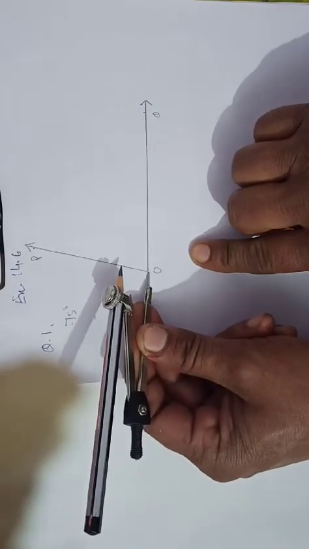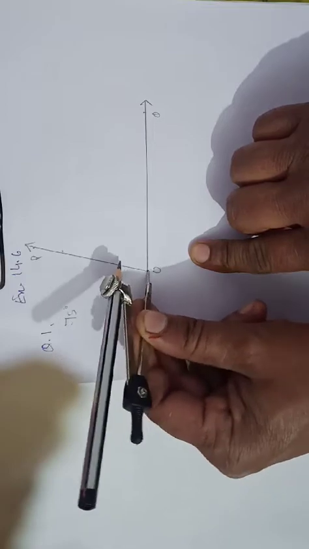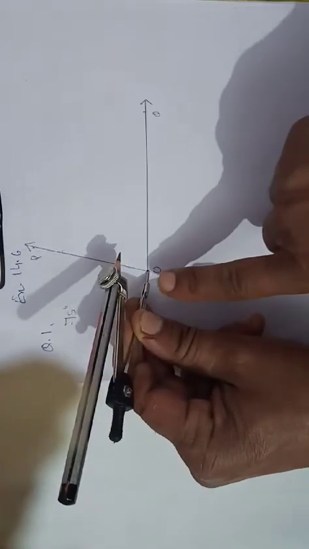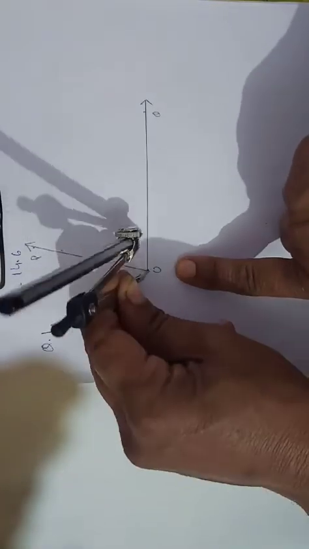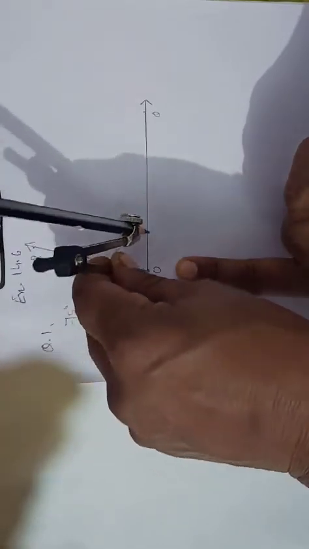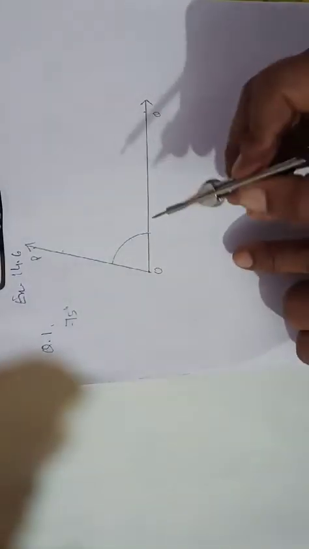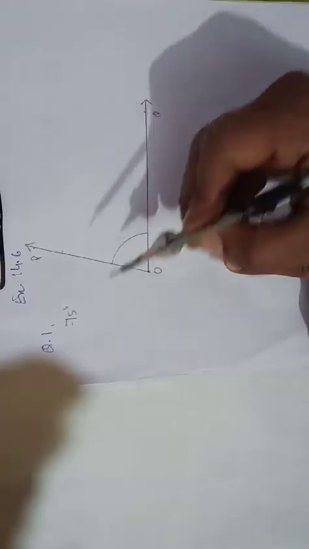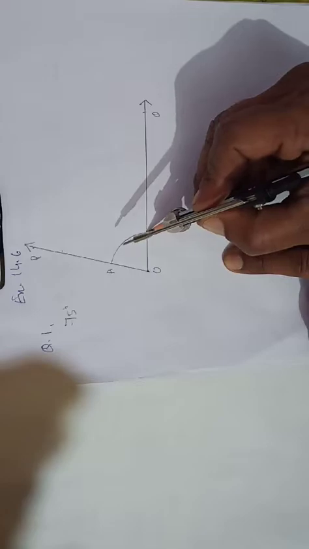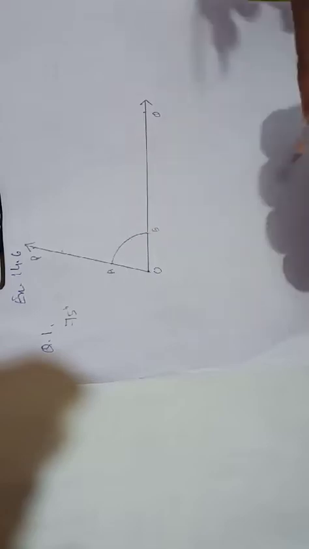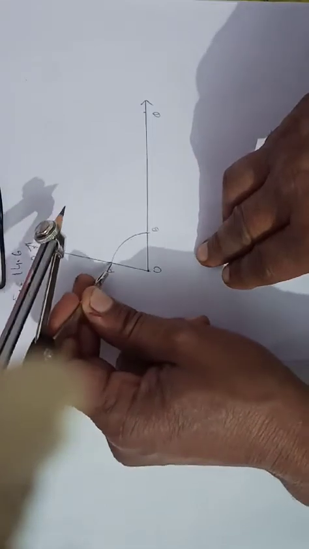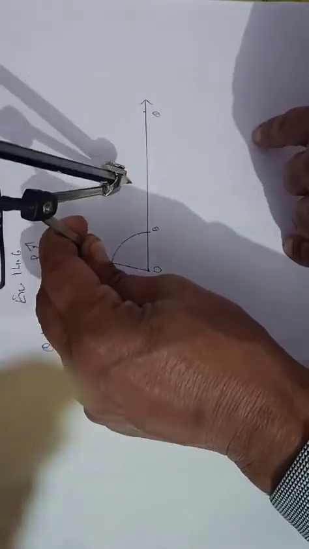Open the compass of certain radius. It's your choice. Place the compass at the point O and cut these two arms OP and OQ at two different points. You take this point A and this one B. Now you can change the compass radius. Open it of certain radius.